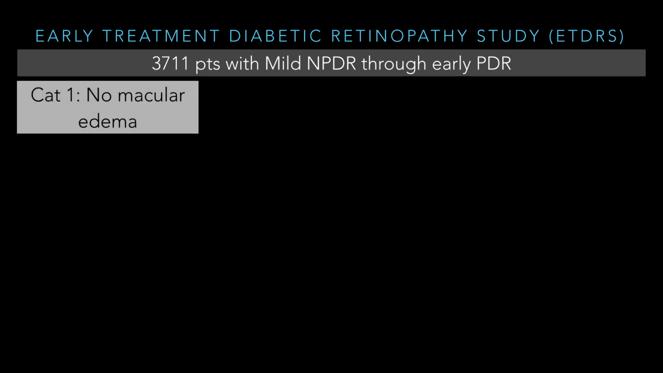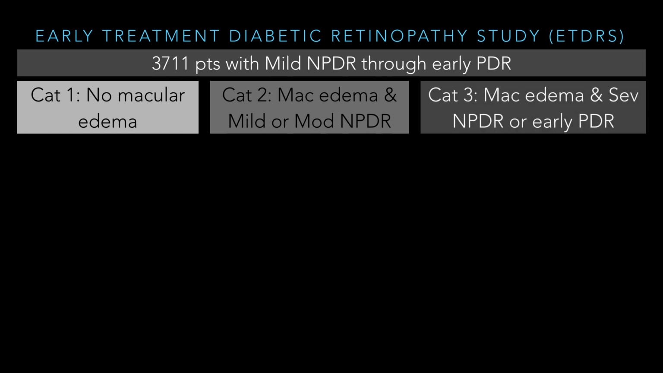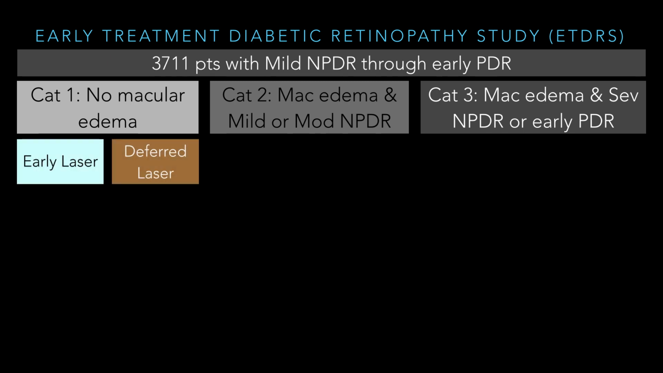Assigned to one of three categories. No macular edema is category 1. Category 2 and 3 both had macular edema plus either what they called early retinopathy or something like that. Mild or moderate NPDR or severe NPDR to early PDR, right? So 3 categories. And in general, it's like early laser or deferred laser, and they had criteria for deferred laser. So if you got high-risk criteria, they were going to treat you. They weren't going to totally leave you out twisting in the wind. And all of these patients were randomized to aspirin or no aspirin, okay? But we'll get back to that in a moment.